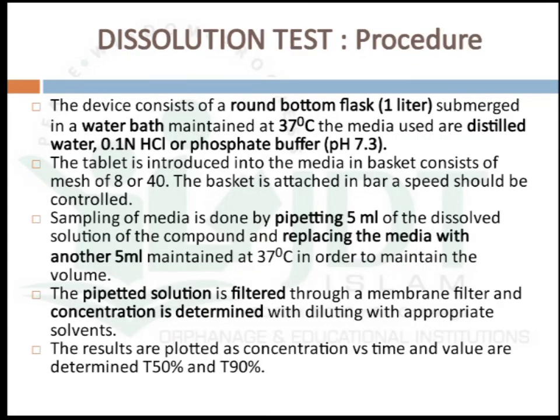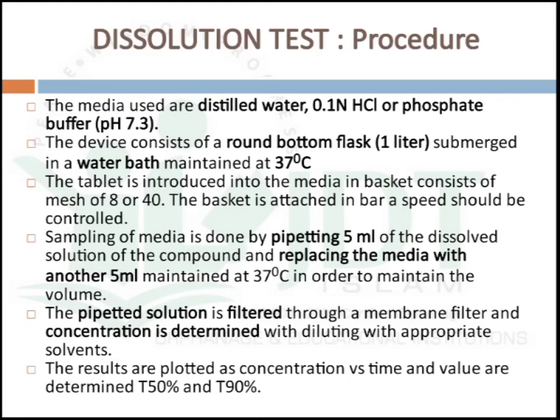Procedure for dissolution test: it will be different for the conventional tablets as well as enteric tablets. Dissolution study of tablets can be performed by using different media like distilled water, 0.1 normal HCl or phosphate buffer at a pH of 7.3 for the different dosage forms like conventional tablets, sustained release tablets or enteric tablets. The media is taken in the round bottom flask of dissolution apparatus which is submerged in a water bath maintained at 37 plus or minus 2 degrees Celsius.